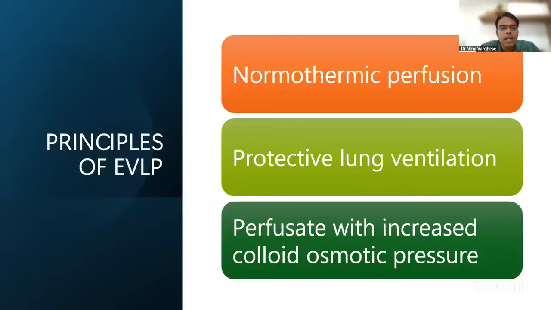EVLP is a mechanism where we make sure that the perfusion is normothermic. We have protective lung ventilation, and we are able to give a perfusate with an increased colloid osmotic pressure.